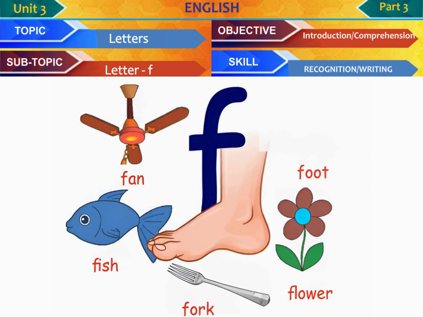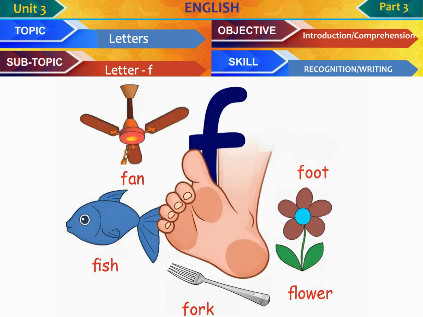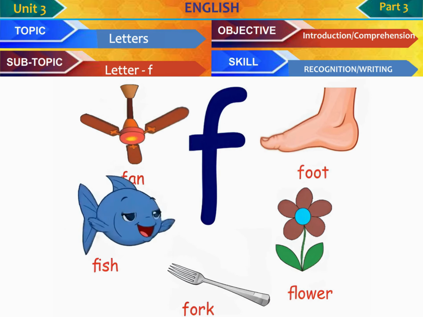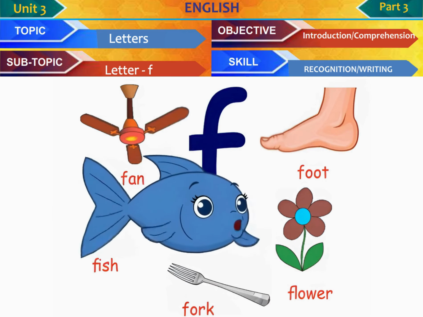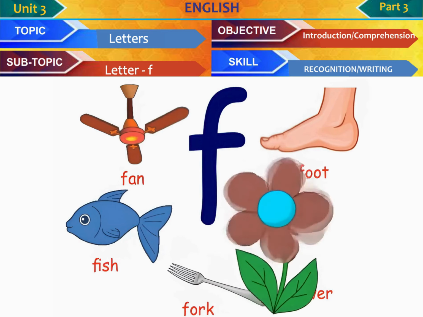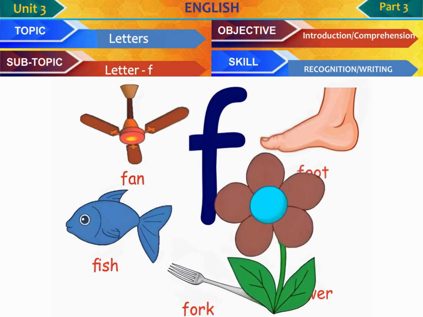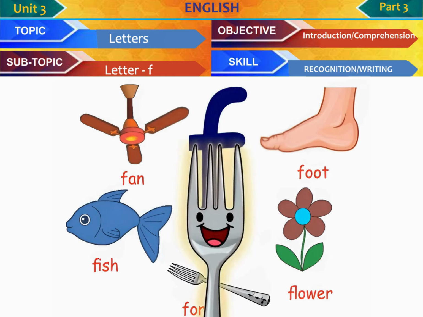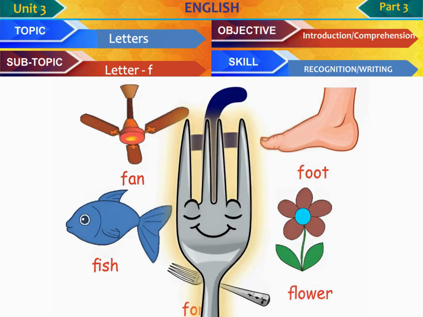Hello, children. I am a foot. I help you stand, walk, and run. Hello, children. I am a fish. I live in water and can swim. Hello, children. I am a flower. I look beautiful and smell nice. Hello, children. I am a fork. I help you eat your food.